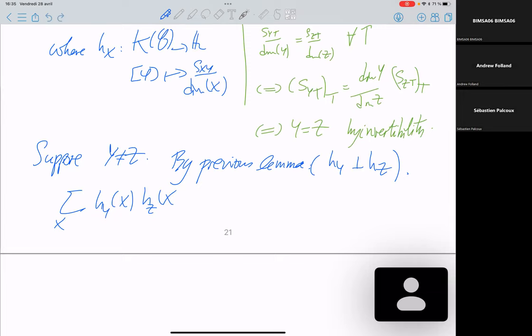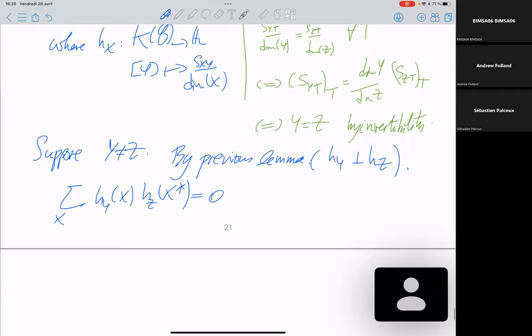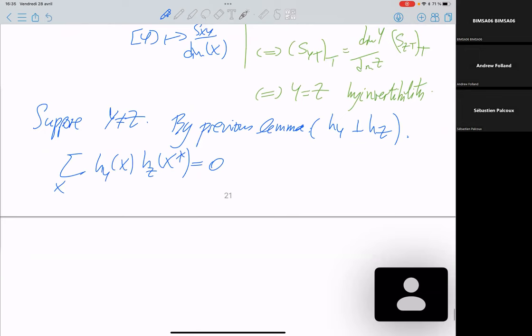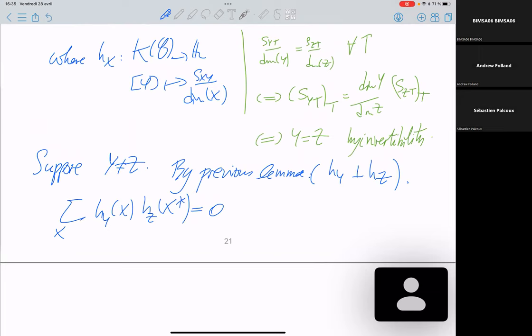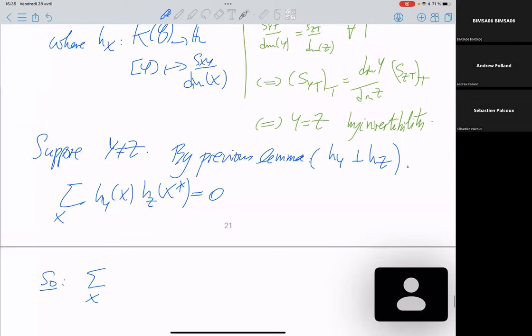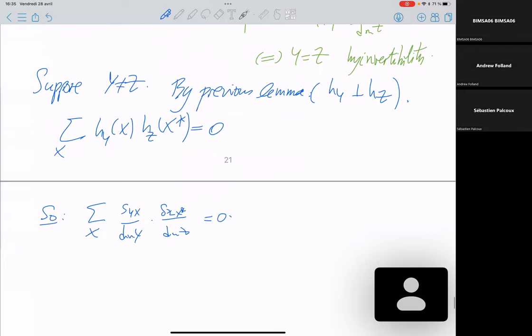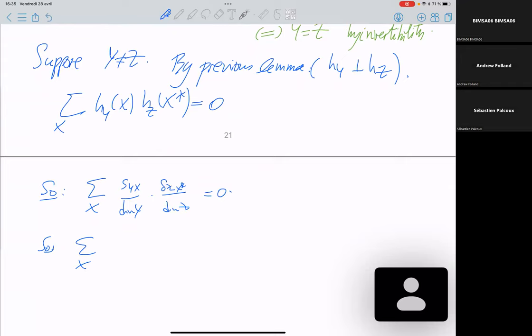So if you put the definition, the sum over X of S Y X over dimension Y times S Z X star over dimension Z equals zero. So for the sum over X, you don't need to care about the dimension: the sum of S Y X S Z X star equals zero.